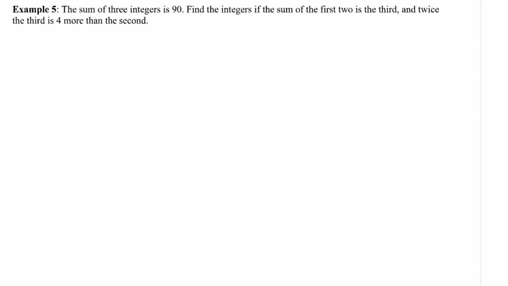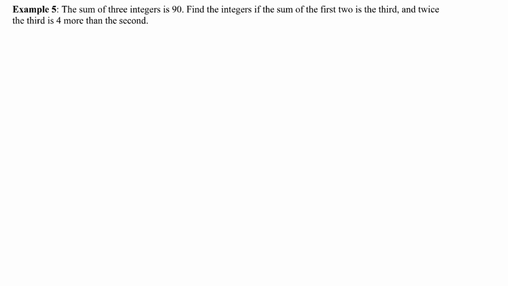So in this video, we're going to do another example of a word problem that utilizes matrices to solve. So this example tells us the sum of three integers is 90. Find the integers if the sum of the first two is the third and twice the third is 4 more than the second. So with this problem, we need to be comfortable taking verbal statements and making sure we can translate them into the proper mathematical statements.